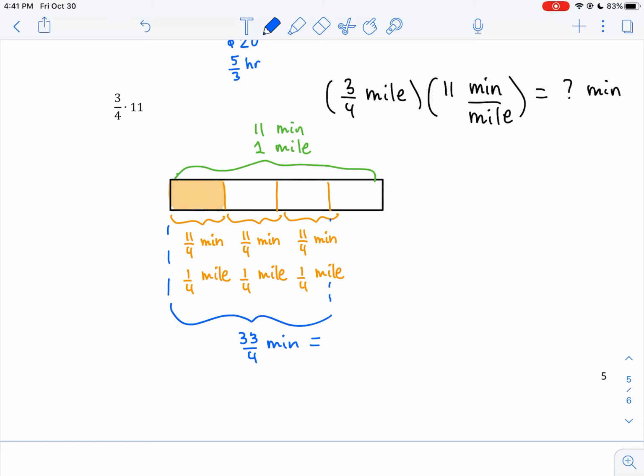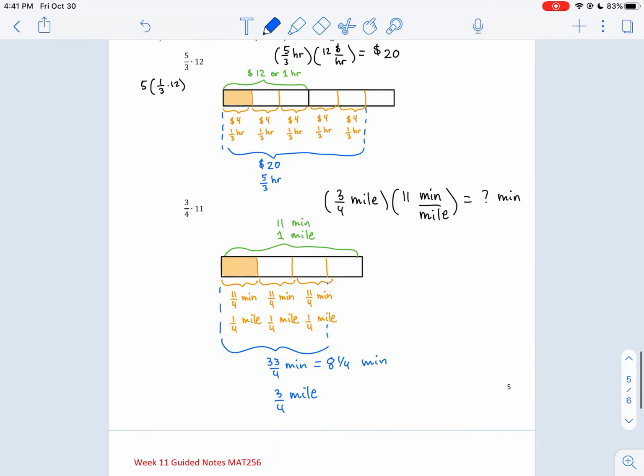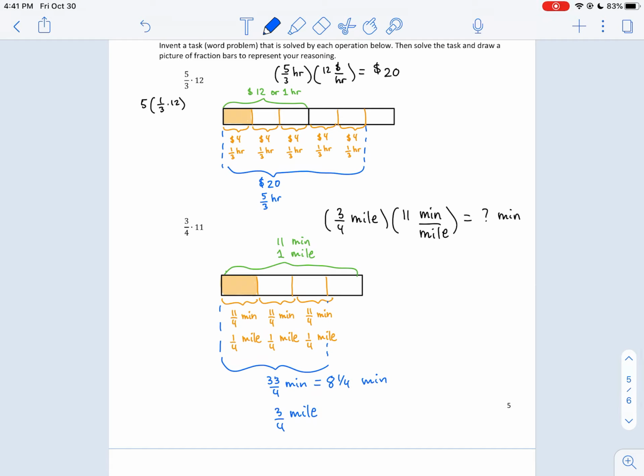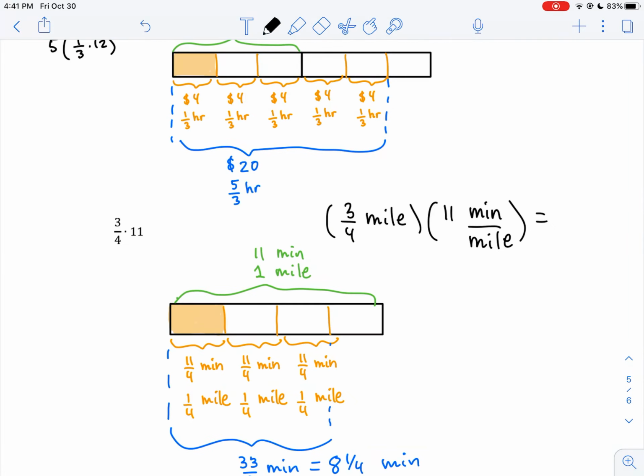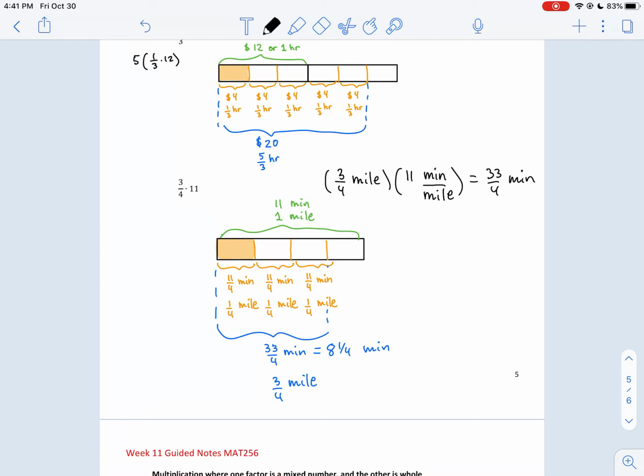Or you can convert this to a mixed number. 4 goes into 33 8 times with a 1 left over, so we have 8 1/4 minutes. Or you can think of this as 3/4 of a mile. So we are coordinating multiple units here when I did these fraction bars. And our final answer here is 8 1/4 or 33/4 minutes.